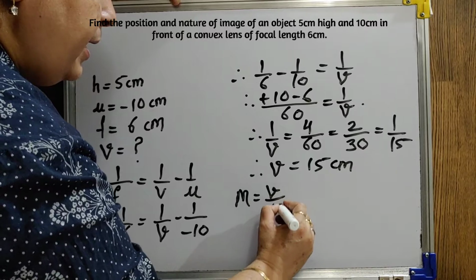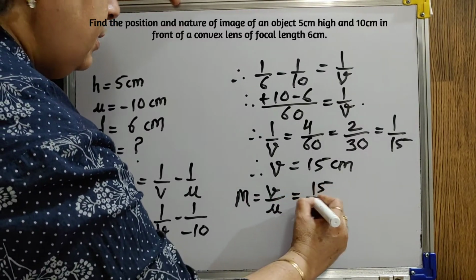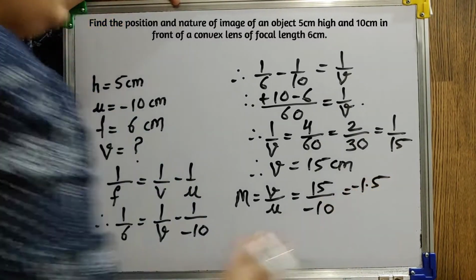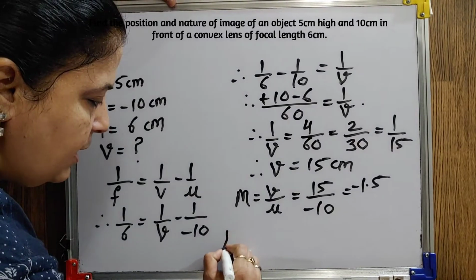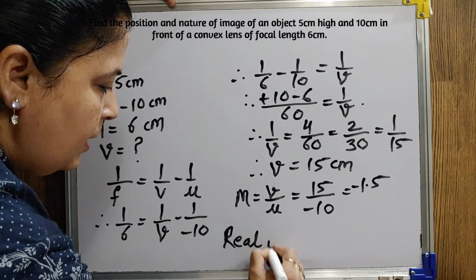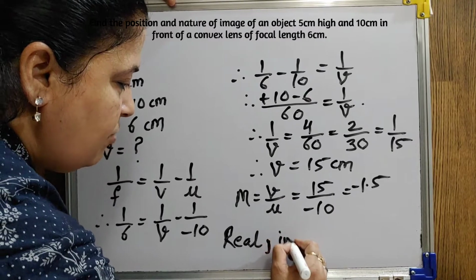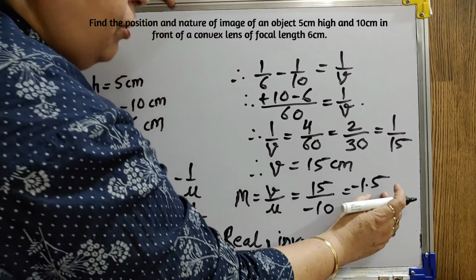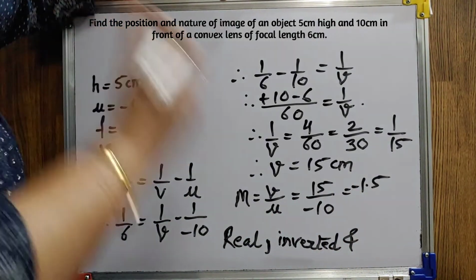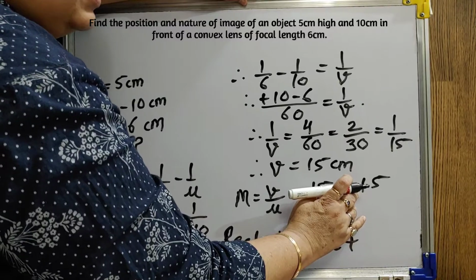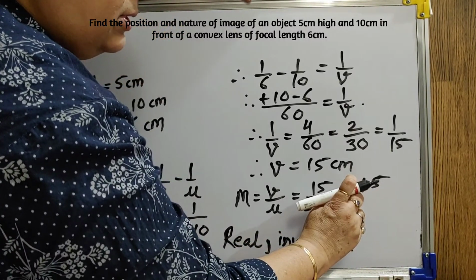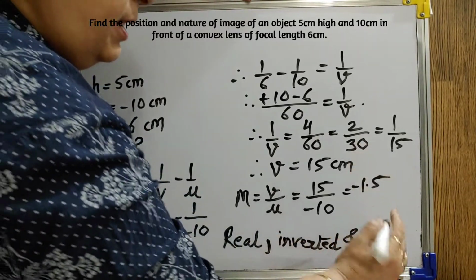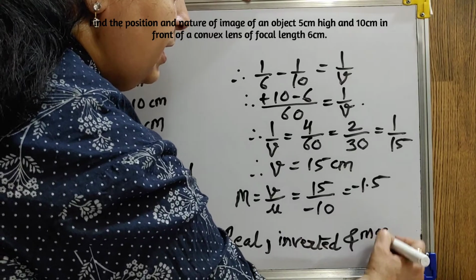First find out the magnification. You should get it negative. It is 15 over minus 10, so minus 1.5. Negative indicates that it is a real image. Real image is always inverted. Now when you concentrate on the magnitude, it is 1.5, which is greater than 1. Don't consider the sign, only the magnitude 1.5. It is greater than 1, so it is magnified.